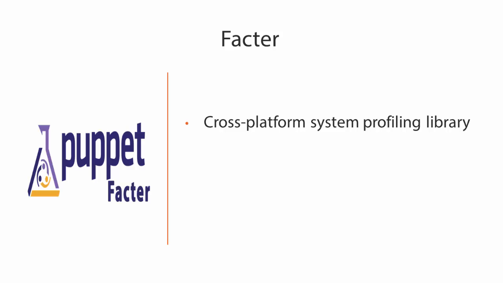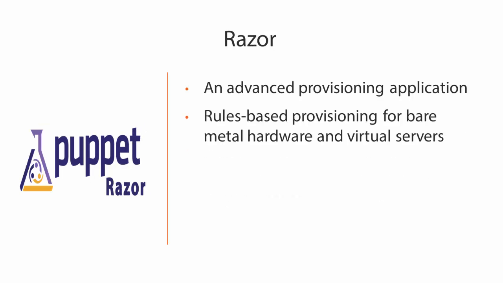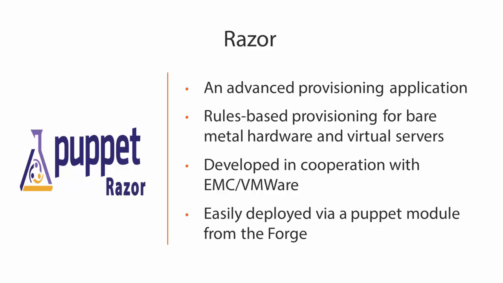Facter. This is a cross-platform system profiling library. Normally Facter discovers and reports node facts, and these are available in Puppet manifests as variables. Razor is an advanced provisioning application, a rule-based provisioning tool especially for bare metal hardware and virtual servers. It was developed in cooperation with EMC and VMware. Normally, we can easily deploy it via a Puppet module from the Puppet Forge.